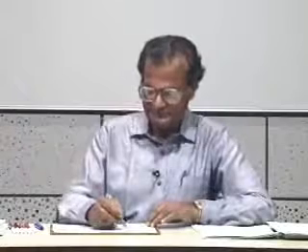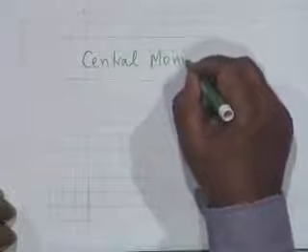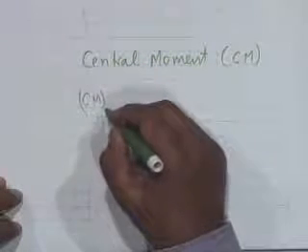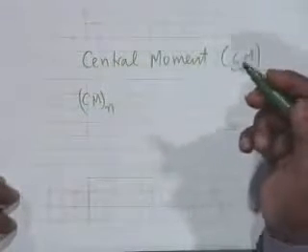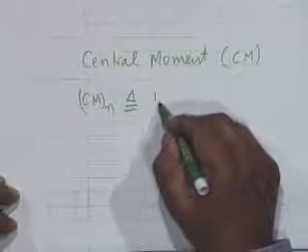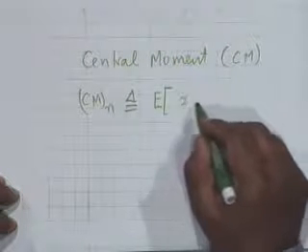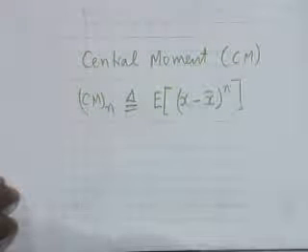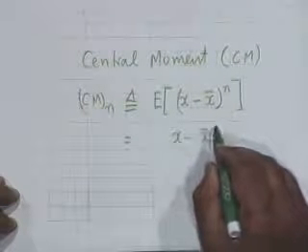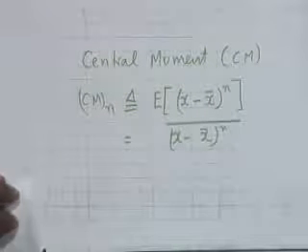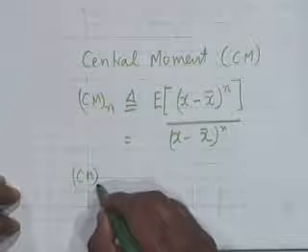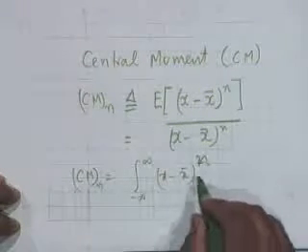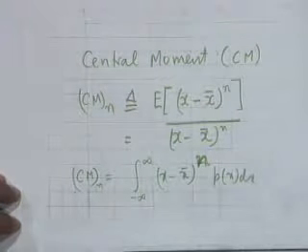Finally, we define what is known as a central moment, abbreviated as CM. The nth central moment, CMn, is defined as the expected value of the distance between x and its mean value, x bar, to the power n. In other words, it is the average value of (x minus x bar) to the n. Obviously then, CMn is equal to the integral from minus infinity to infinity of (x minus x bar) to the power n, p of x dx.